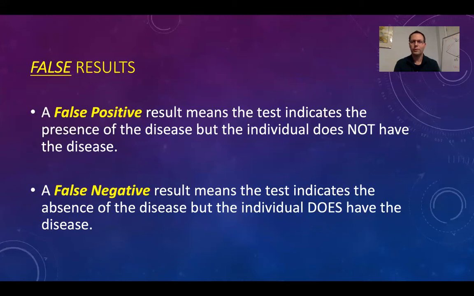The two options for types of errors that we can have would be a false positive. So that just means the test says someone is positive for the disease, but it's not true. Or a false negative. So we tell someone you don't have the disease, but it's actually wrong. You actually do have the disease.